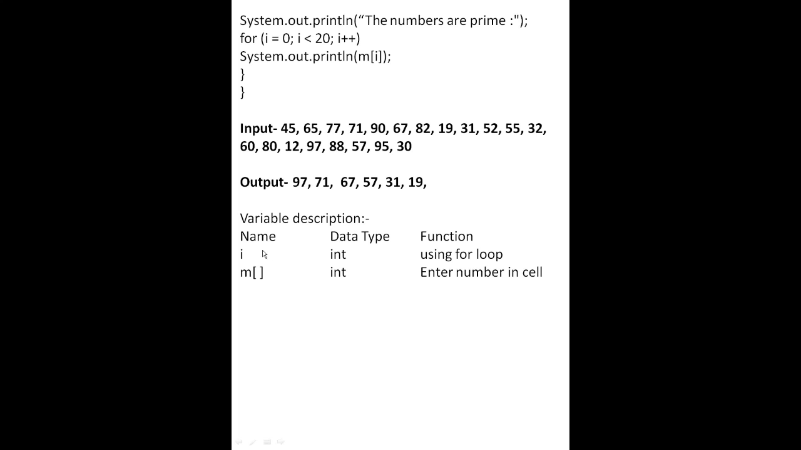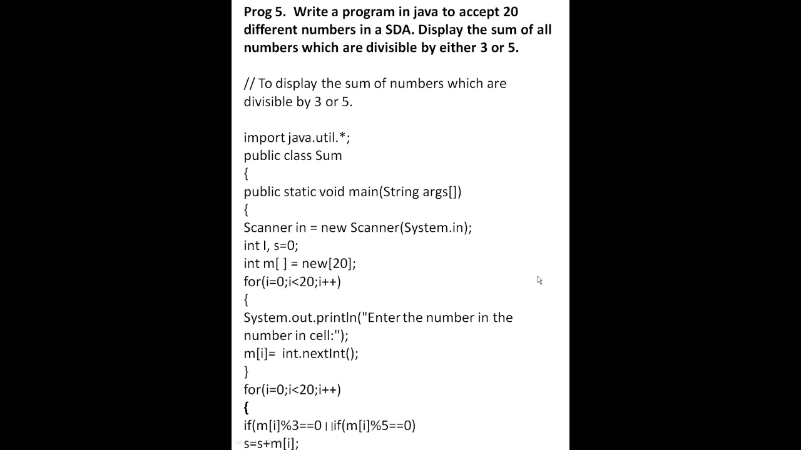So that number will be the prime number. Now variable description, i and m. I have taken i as int, used for the loop, m as int, to enter numbers in the cell. Now next question. Write a program in Java. Here we are taking 20 different numbers in a single dimensional array. Display the sum of all numbers which are divisible by either 3 or 5. Only the sum of those numbers will be displayed which are divisible by 3 or 5.